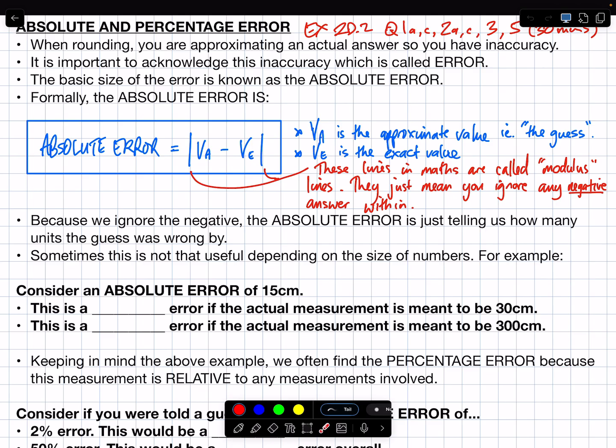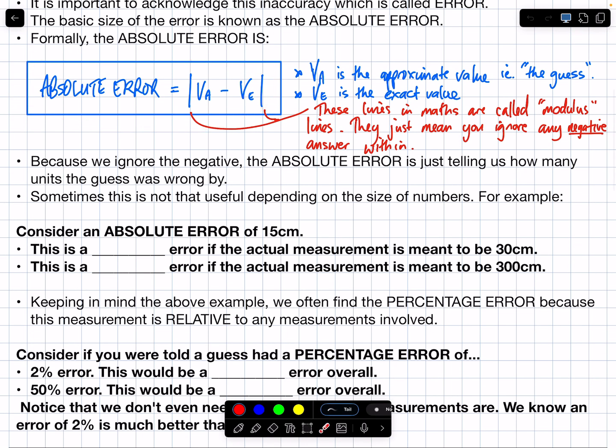Now, the basic size of the error we call the absolute error. It's how much you are out by. Formally, the absolute error is written like this. The absolute error is equal to these vertical lines, which enclose VA, take away VE. What does VA stand for? VA is the approximate value. It's your guess. Whereas VE is the exact value.